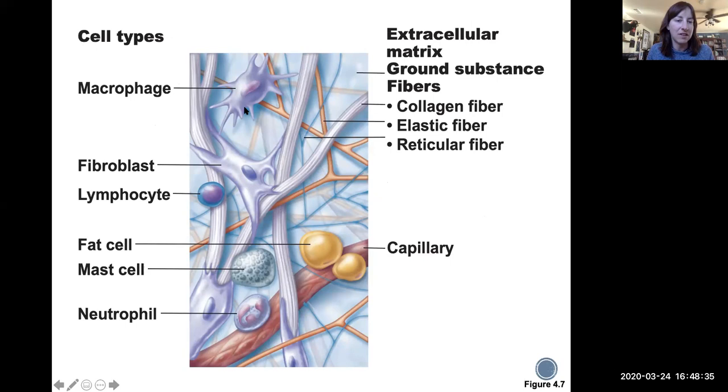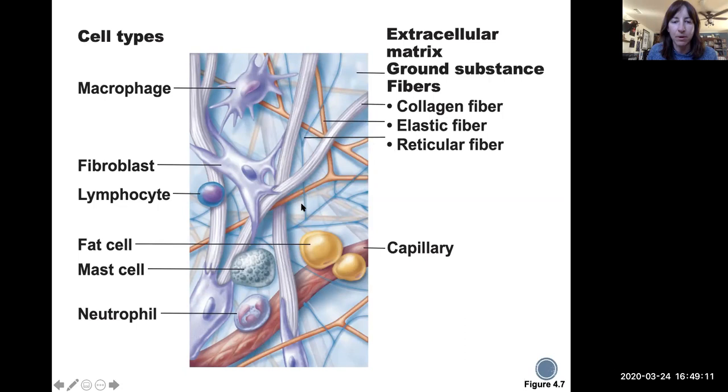We've got a macrophage, a white blood cell thing. Here's a fibroblast, so remember, an actively dividing connective tissue cell. A neutrophil, which is also an immune-related cell. A lymphocyte is also an immune-related cell. A mast cell, also an immune-related cell. We've got fibers going on here in the ground substance, right? So the ground substance is the fluid. We've got collagen fibers, elastic fibers, and reticular fibers, which are branched collagen fibers.